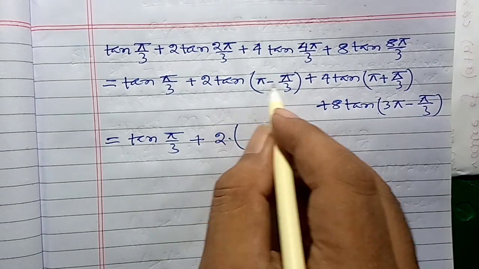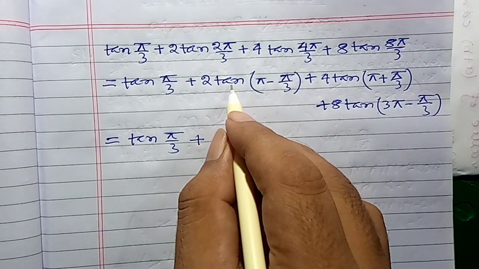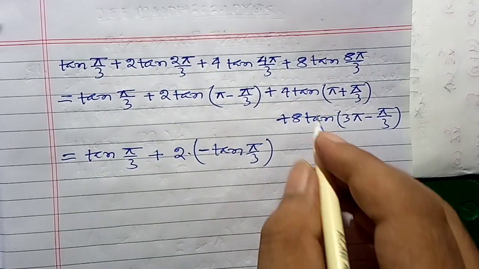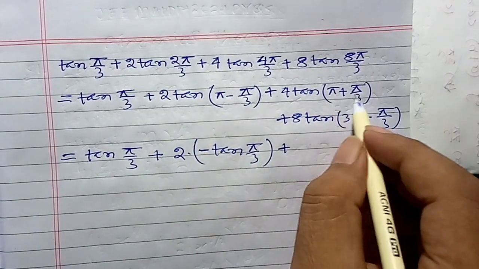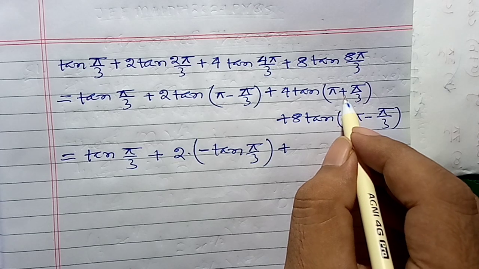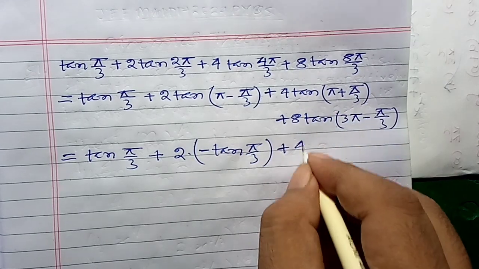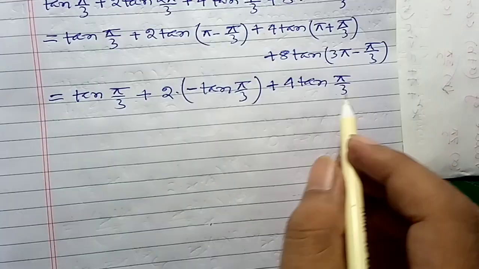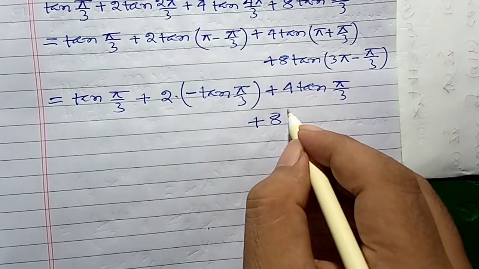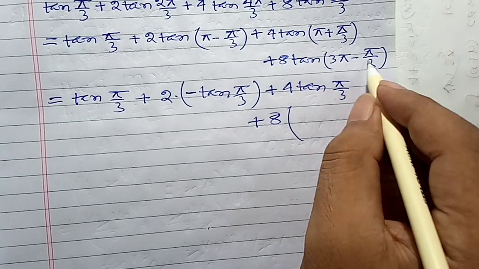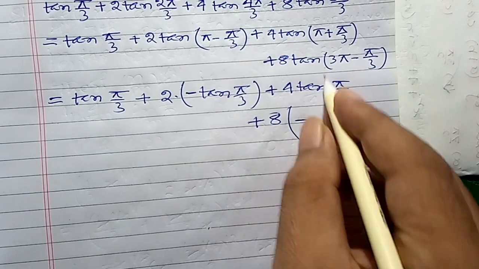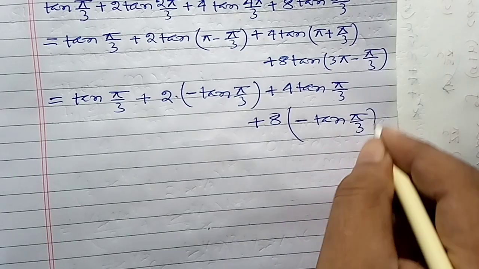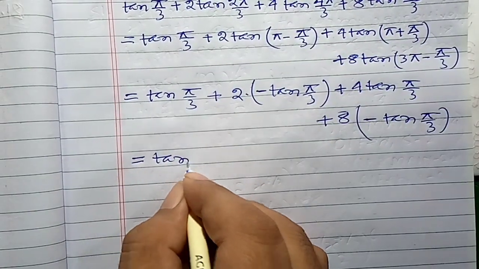now this angle is in the second quadrant. In the second quadrant tan is negative, so minus tan pi by 3. Now look, this angle is in the third quadrant. In the third quadrant tan is positive, so this will be 4 tan pi by 3. Now in the last term this angle is in the second quadrant. In the second quadrant tan is negative, that is why it is minus tan pi by 3.